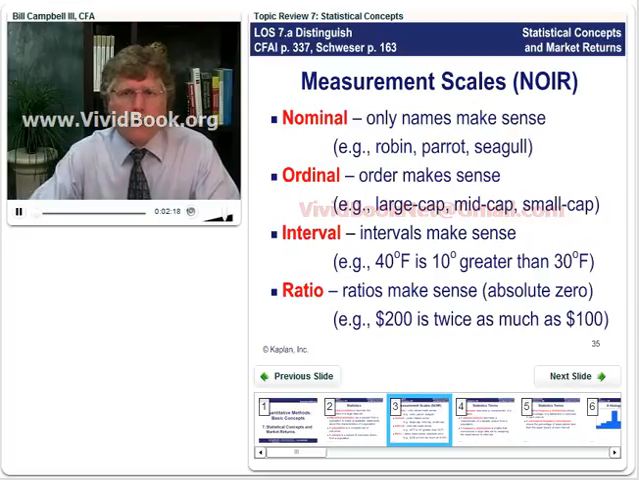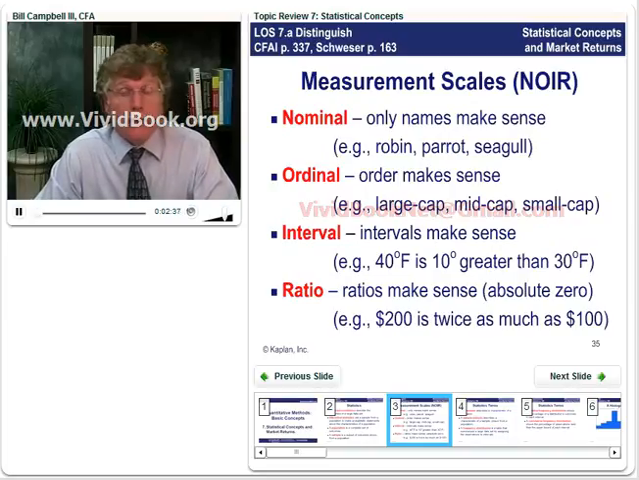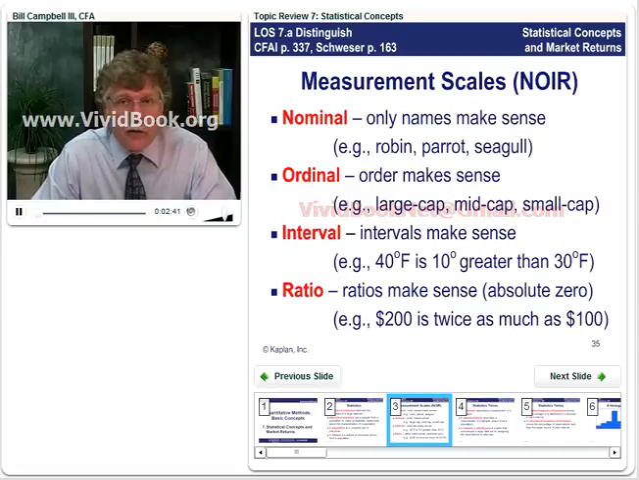We have 4 different measurement scales, and notice up at the top we have a mnemonic, NOIR. That's how they say it in French, noir. It's a mnemonic for nominal, ordinal, interval, ratio. A nominal scale, well, if you look up the word nominal in the dictionary, you will find it means in name only. It's exactly what it says. These are simply names for categories.